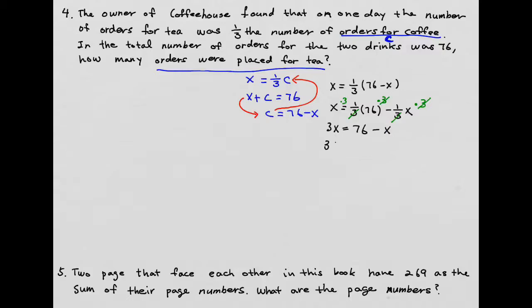Combine the like terms, so 3x plus x, because you're moving x to the other side of the equation. Negative x becomes positive x, and you have 76 on the right side. This gives me 4x equals 76. Divide both sides by 4. Your x is 19. So what does x stand for? X is the number of orders for t, right? So you're going to have 19 orders for t.